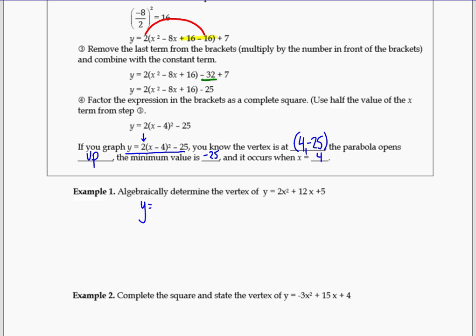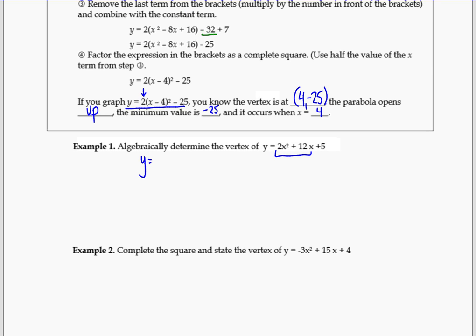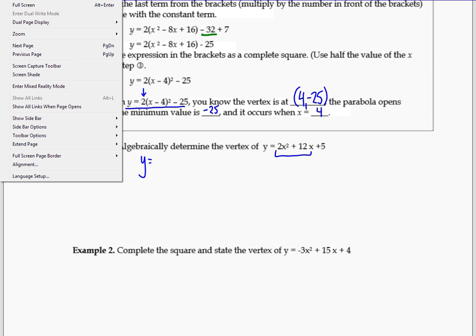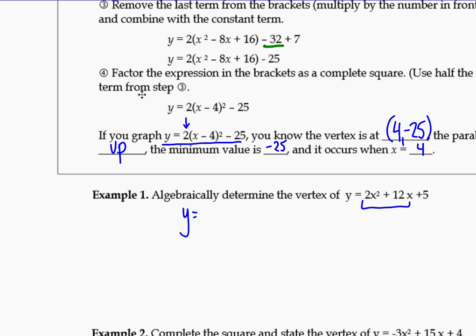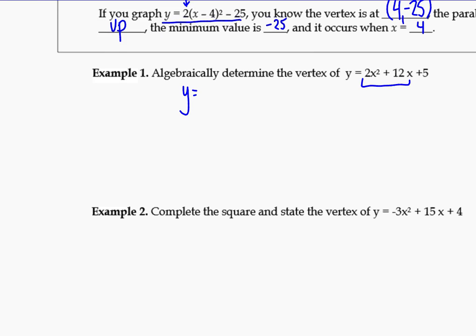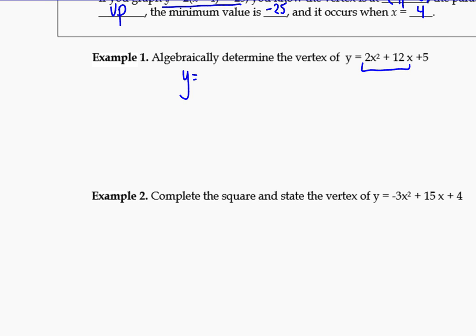What are we going to factor out in our first step from the first two terms? Let's factor 2. Do you want me to zoom? I'll zoom again. Zoom 200. That's better. So factoring 2 out, we're left with what? x squared plus 6x. I'll do it one step at a time right now.